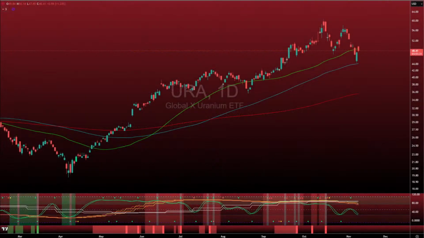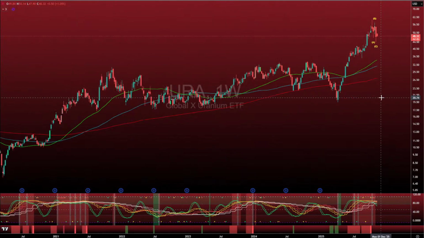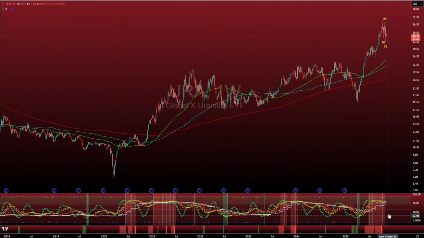Okay, so the request that I've got is to take a look at URA, which is uranium. I think that what has completed here actually looks pretty good for a nice ABC correction. So I wouldn't be getting too bearish on much as far as uranium goes right now. If I go to a weekly time frame, it really doesn't look that bad. It looks like it wants to create a little bit of a pullback, but it's still in the bullish control zone.